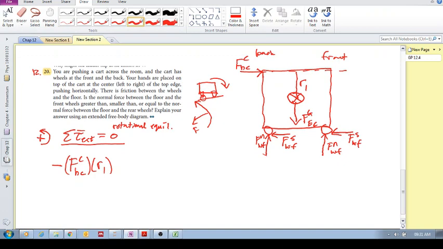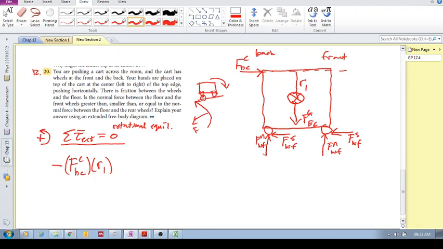What about F_G? Does F_G cause a torque about the center of mass? No, because there is no lever arm. The line of action of this force passes through the center of mass, so yes, there's a force by gravity, but there is no torque due to gravity.